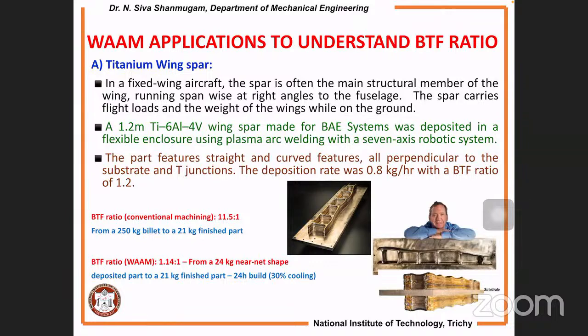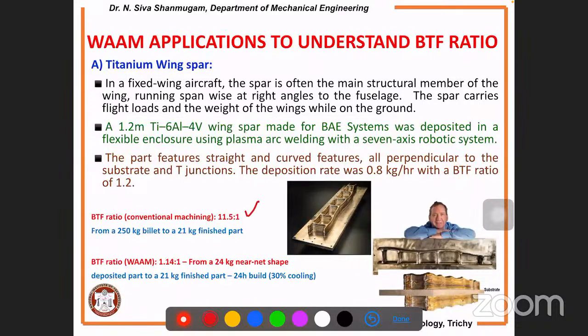If you see, a 1.2 meter titanium Ti-6Al-4V wing spar made for BAE Systems at Cranfield University was deposited in a flexible enclosure using plasma arc welding with a 7-axis robotic system. The deposition rate is around 0.8 kg per hour. The buy-to-fly ratio for conventional machining is 11.5:1, but when you adopt WAAM, it is 1.14:1, for a 24 kg near net shape deposited part to a 21 kg finished part. So only 3 kg has been wasted.